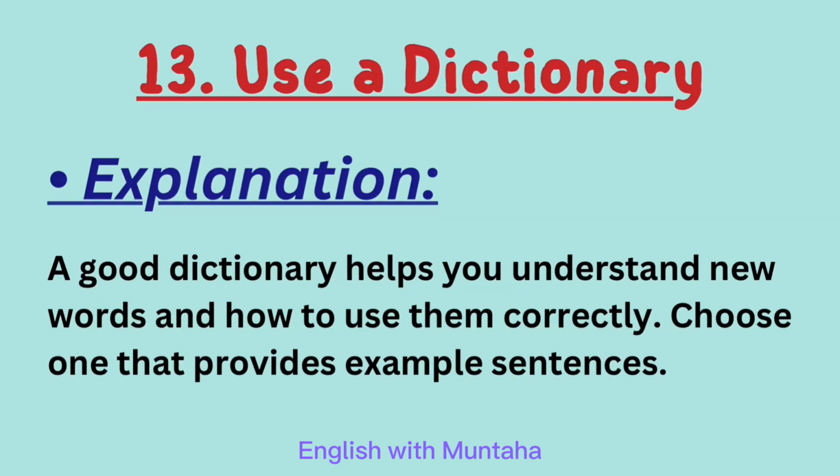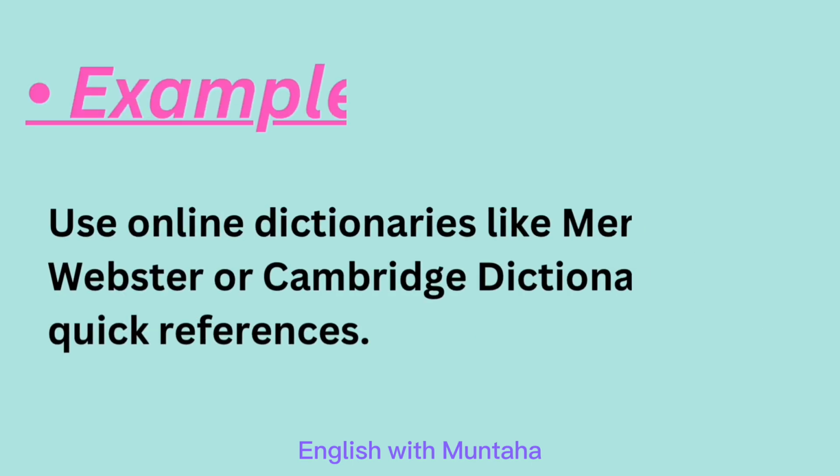Use a dictionary. Explanation: a good dictionary helps you understand new words and how to use them correctly. Choose one that provides example sentences. Example: use online dictionaries like Merriam-Webster or Cambridge Dictionary for quick references.